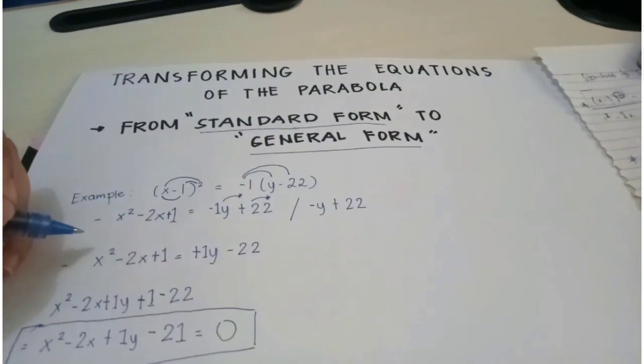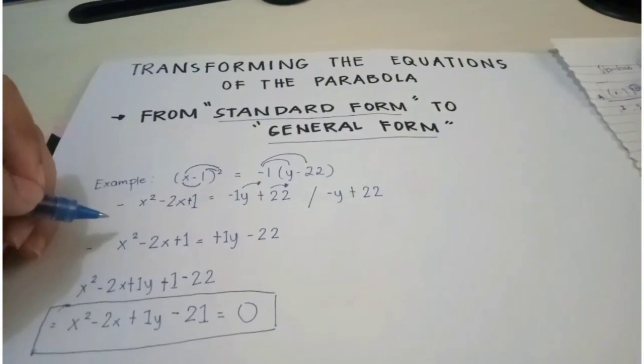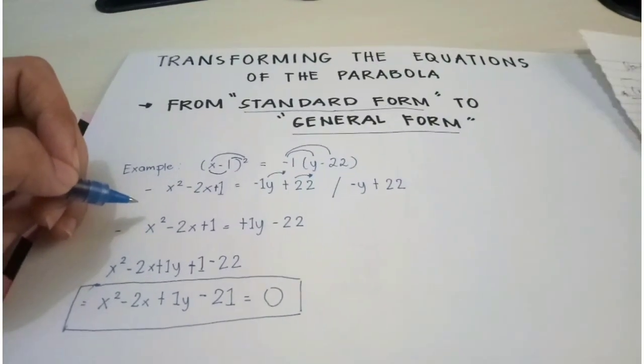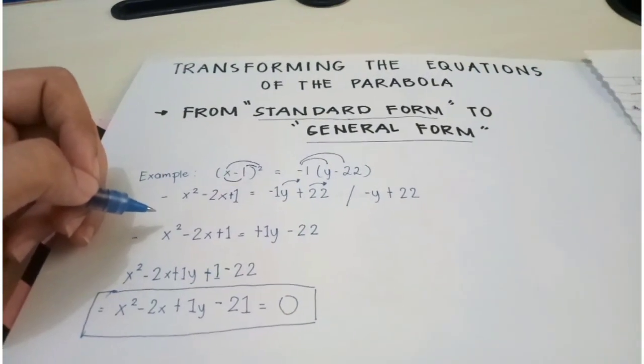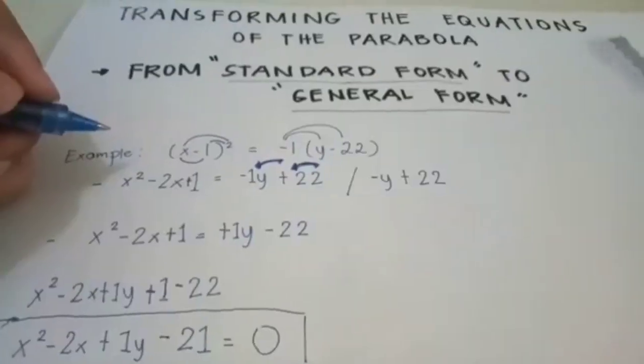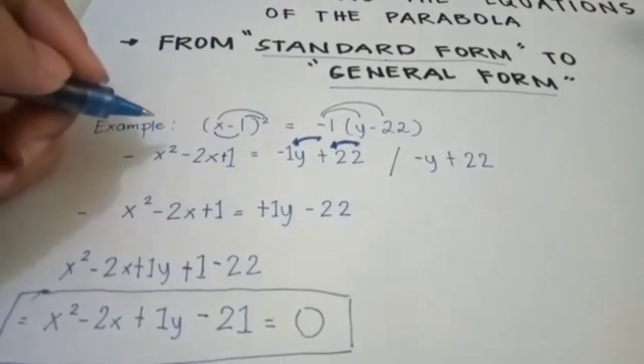Next one, transforming the equations of the parabola from standard form to general form. Example number 1, x minus 1 squared equals negative 1, y minus 22. How do I solve this problem?